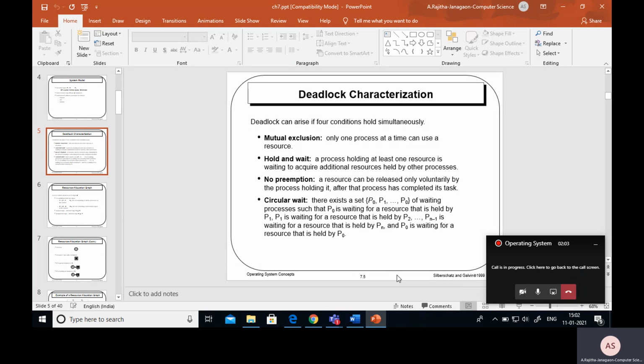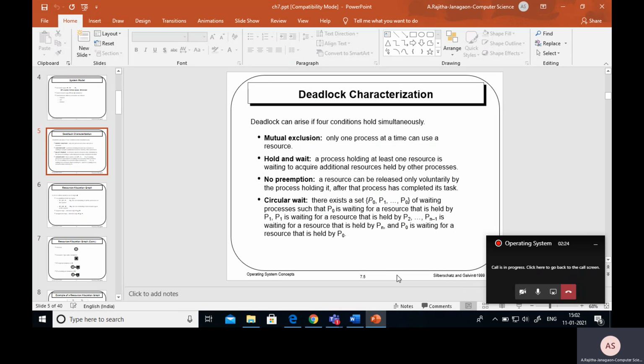Deadlock can arise if four conditions hold simultaneously. That is, if four conditions hold simultaneously, a deadlock situation may arise. They are mutual exclusion, hold and wait, no preemption, and circular wait.